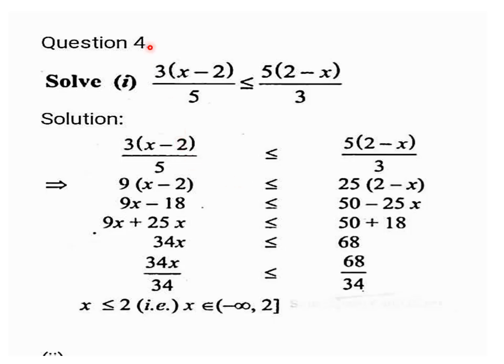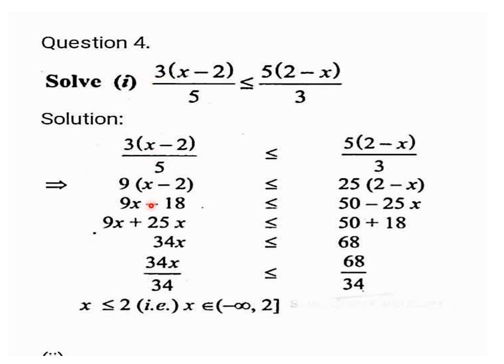Now we can see the fourth question. First subdivision. Solve 3 into x minus 2 by 5 less than or equal to 5 into 2 minus x by 3. So first what you want to do is look at the denominator values. Here we have 5, here we have 3. So take the LCM of both. So it is 15, isn't it? So multiply by 15 on both sides.